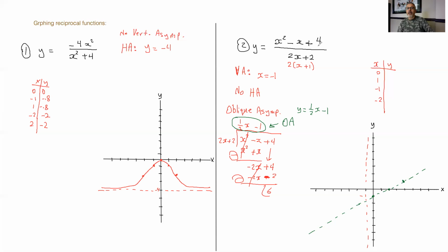So if I put 0 there, I'm going to get 2, because the 0 will cancel all the x's, and we end up with 4 divided by 2, which is 2. If I put in 1, that's 1 minus 1, which is 0, plus 4, it's 4, and 2 times 1 is 2, plus 2 is 4, so I have 4 over 4, which gives me 1. So I'm just going to go ahead and plot these 2 points. So I have this point right here at 2, and I have 1 and 1. That's what I got.